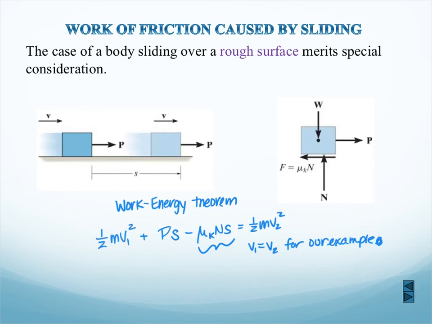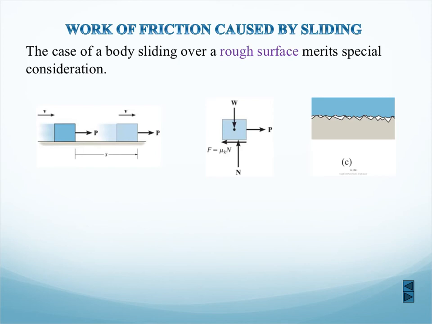Because when we write minus mu k normal times s, we're sort of implying that this is the distance through which friction is acting. And that's actually not quite appropriate.